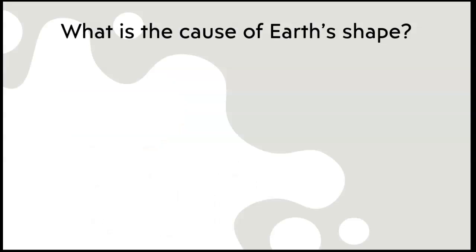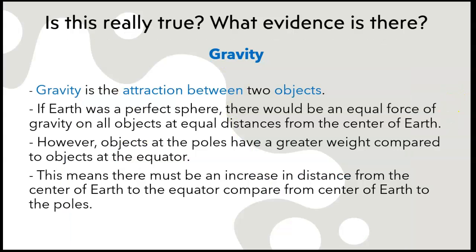So what causes our planet's shape? The answer to that is rotation. So is this really true? Do we have evidence? And gravity is our evidence. Gravity is the attraction between two objects.